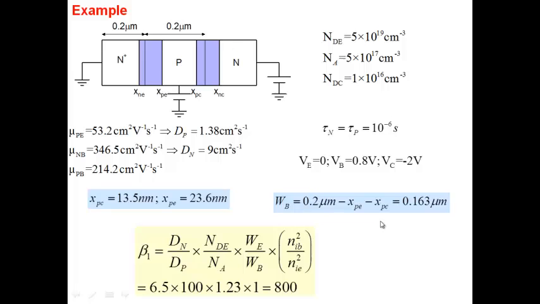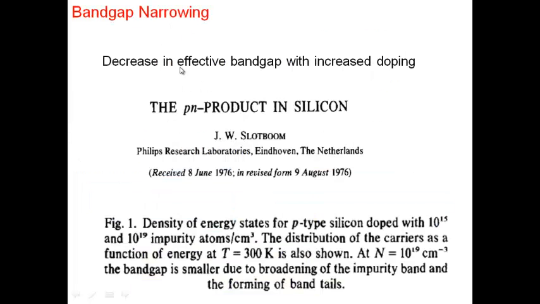You'll not get 800 because, as I've hinted earlier, the Ni, when you dope heavily, the Ni in this region becomes different from Ni in this particular region. Ni is doping dependent. And let me show you one particular paper, an early paper in 1976, which is talking about the PN product in silicon. PN product is what? P into N at equilibrium is Ni square. So what this person is talking about is Ni square.